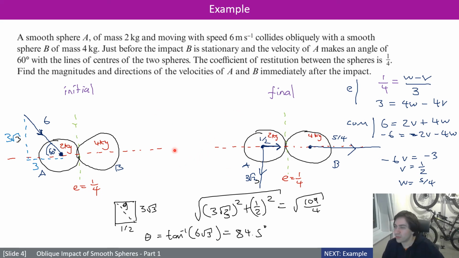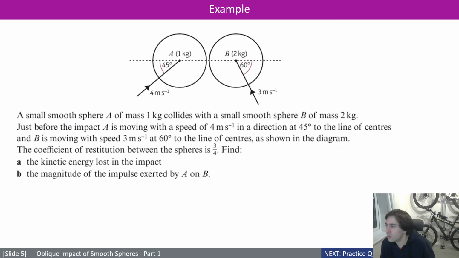Cool. Okay, so that's it for that example. Let's look at one more. Okay, so in this one they've kind of given us the diagram.